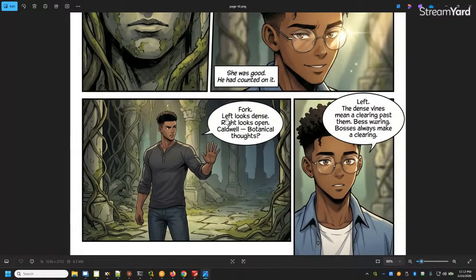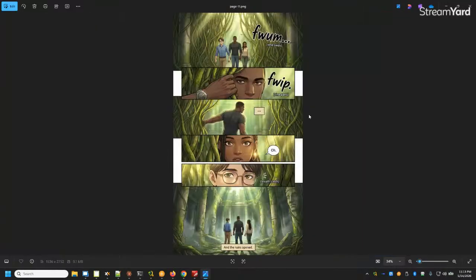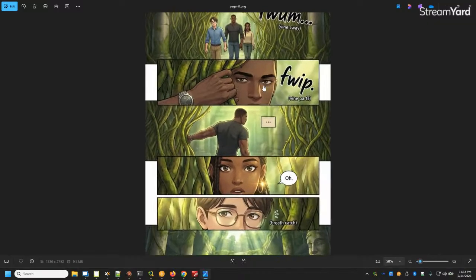Fork, left looks dense, right looks open. Caldwell, botanical thoughts, whatever that means, or thoughts about the plants. Left, the dense vines mean a clearing past them. Best warring, bosses always make a clearing. I don't know what the issue was there. And again, Andre is white here.